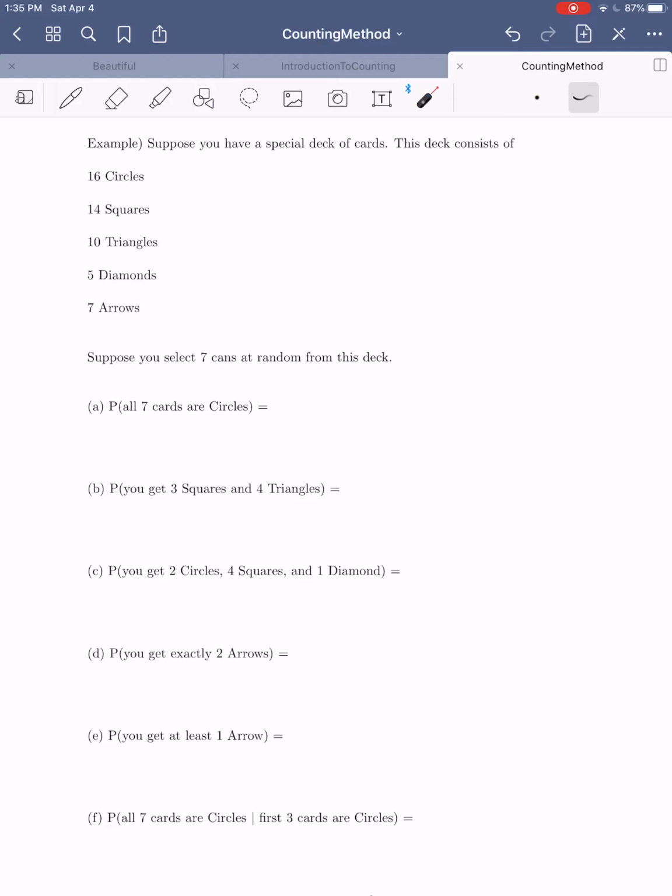You're going to be choosing, that should say cards there, excuse me. 7 cards at random. Okay, when you do this here, first thing you should keep in mind: every time you pull a card out of this, say you pull out a circle, well, there's only going to be 15 circles left. So that means this thing is dependent.